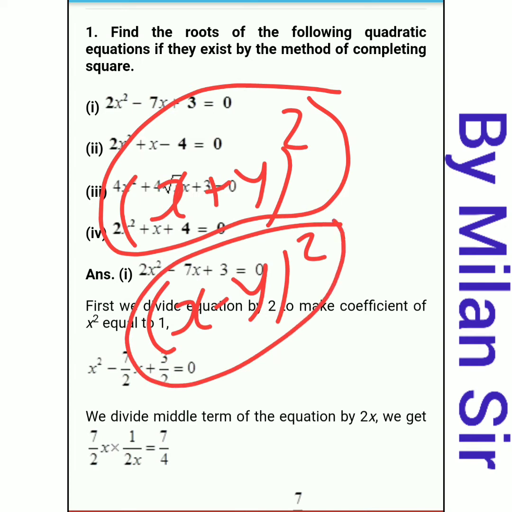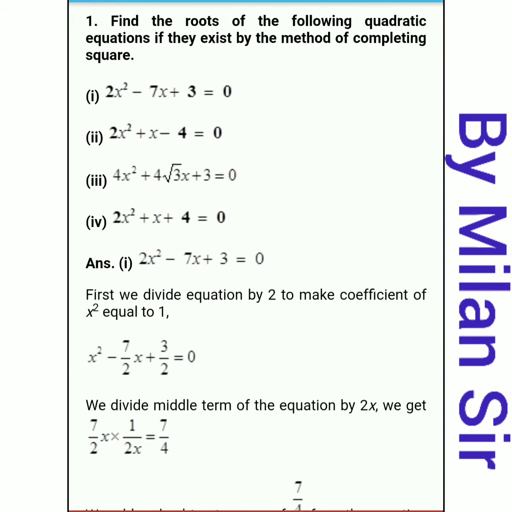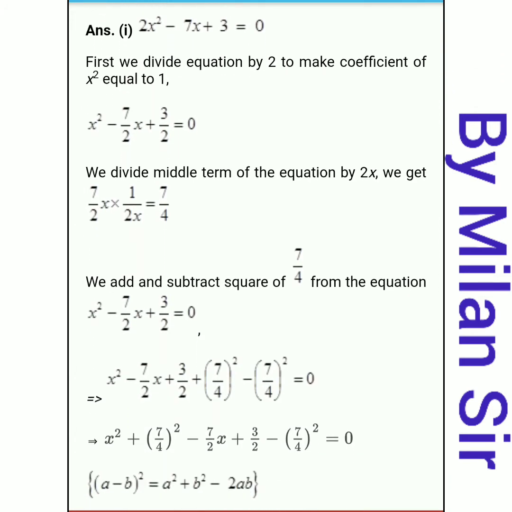Completing the square means we need to complete this bracket, that means all square. So we need to form our equation so that we can get (x plus y) all square, otherwise (x minus y) all square. So first method: the equation given is 2x square minus 7x plus 3. Here we want only x square, but here it is 2x square, so we need to divide it by 2. We need to divide our equation by 2 on both sides, that means left hand side and right hand side.